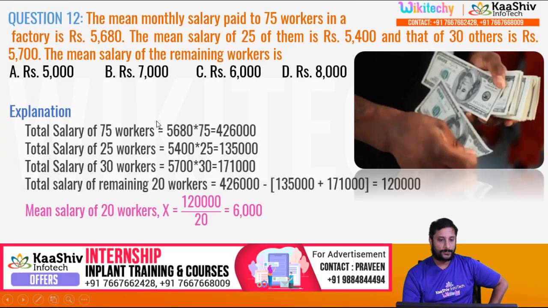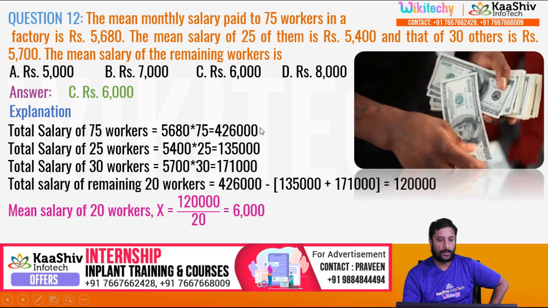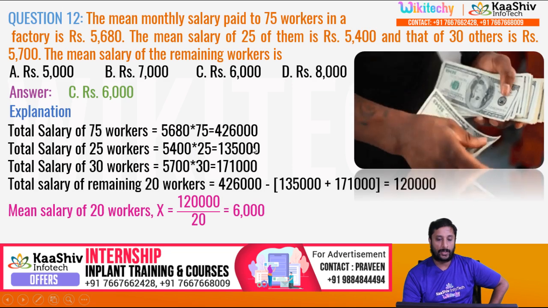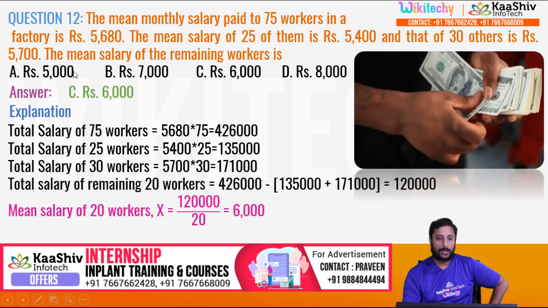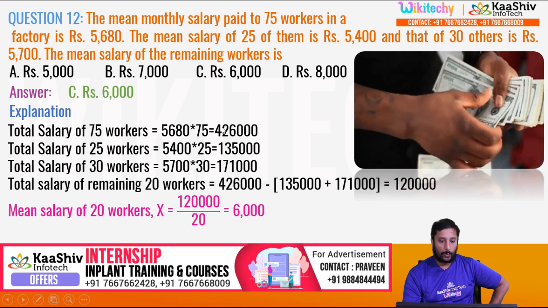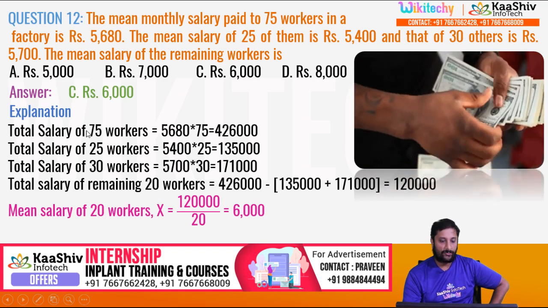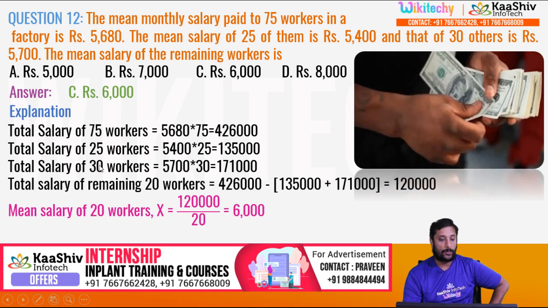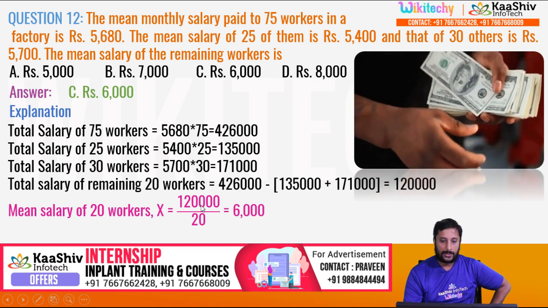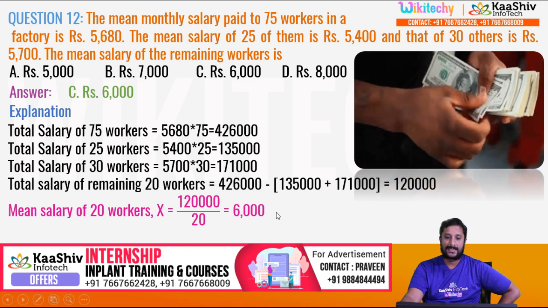Over here, the total salary of 75 employees is 75 into this one. I got this value. The mean salary of 25 is 25 into 5,400. I got this value. And 30 into 5,700, you got this value. So total value minus this one, that is 75 workers minus 25 workers minus 30 workers, you will get the 20 workers value. I got this one. So divided by 20, you got the mean salary of 20 workers is 6,000 each.